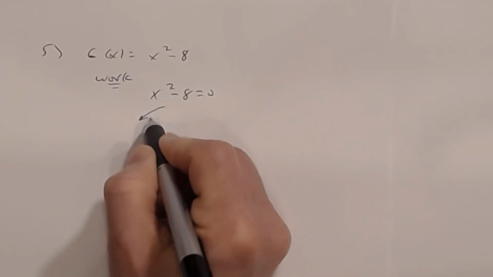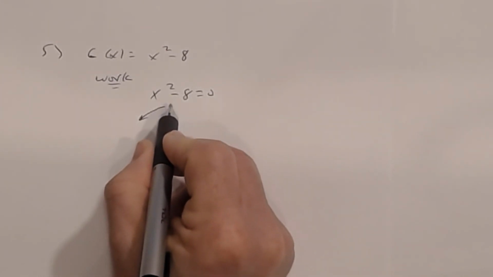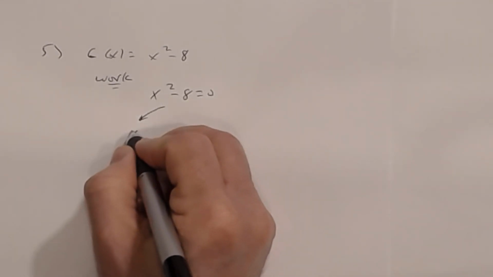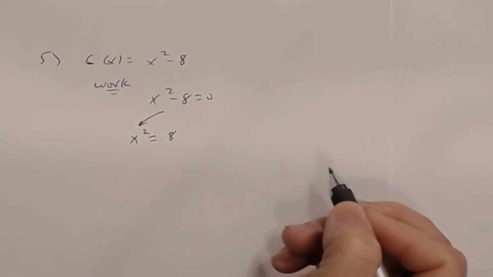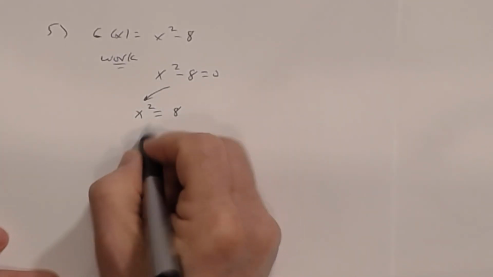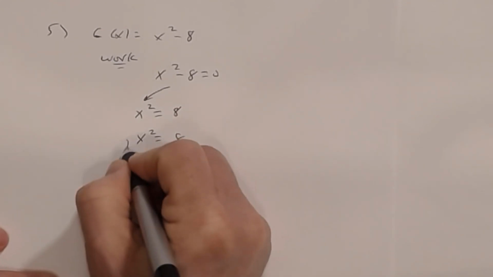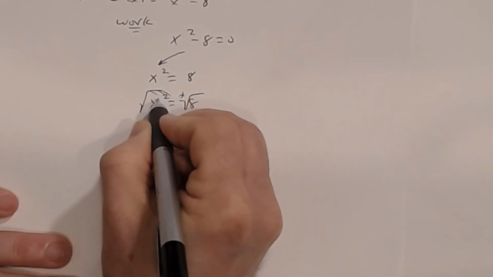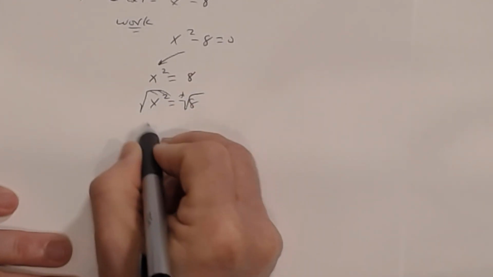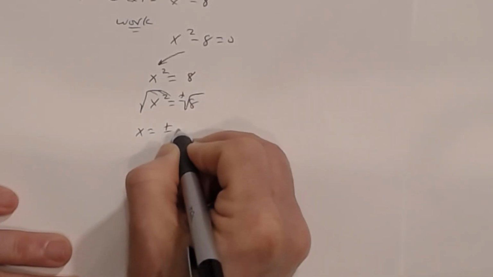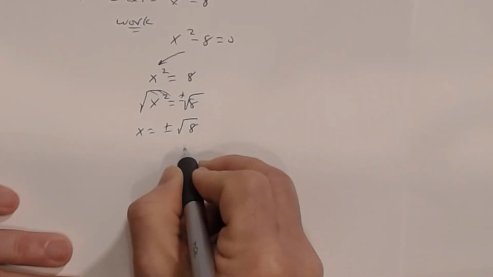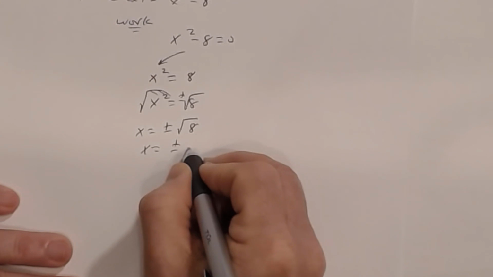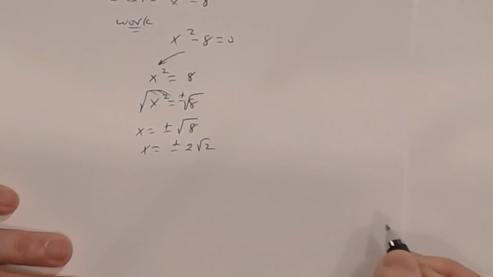So let's go ahead and do it that way. Since there's no x term, I'm going to bring the constant to the other side. So I'm going to add 8 to both sides. So I get x squared equal 8. And then to get x by itself, I'm going to take the square root of both sides, just like this. Now, don't forget the plus or minus. And so the square and the square root undo each other. So I get x equal plus or minus the square root of 8. Simplifying this, my zeros are plus or minus 2 square root of 2.